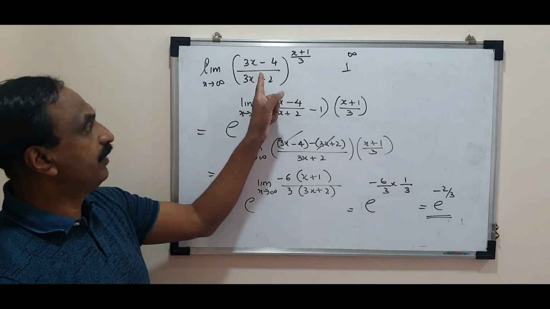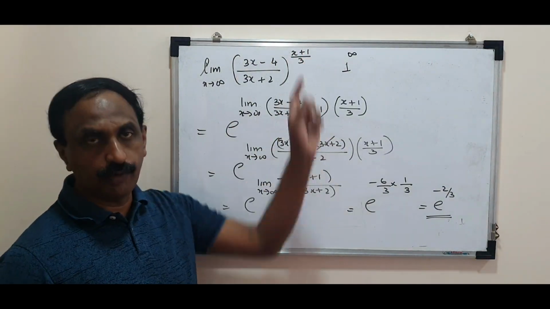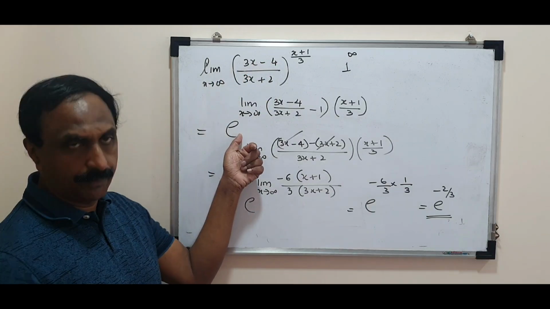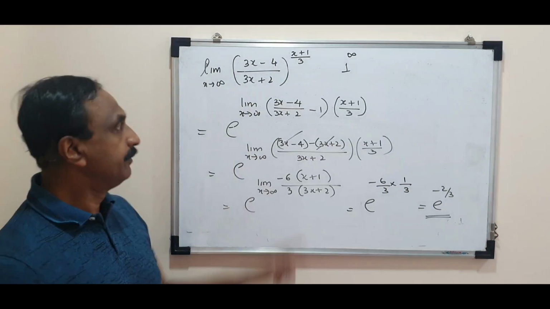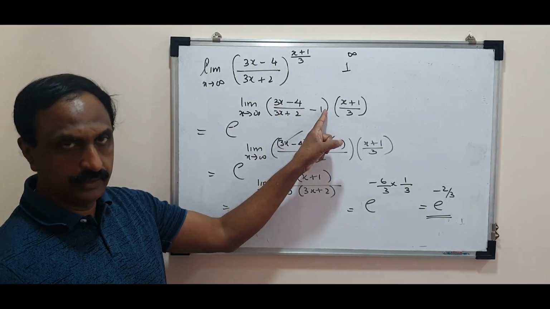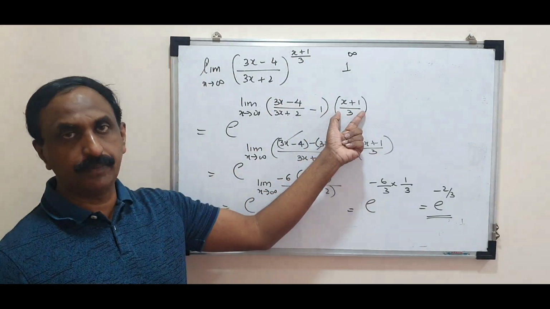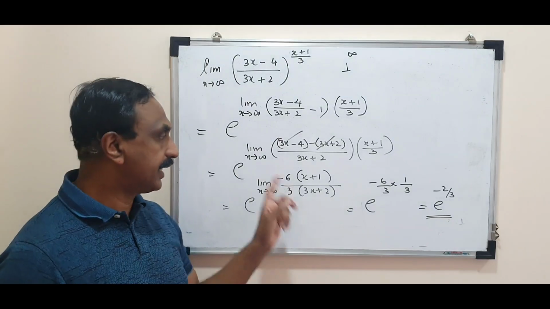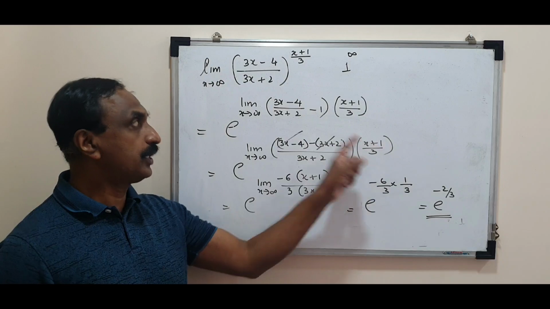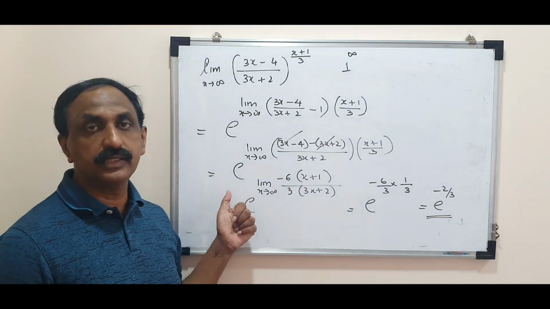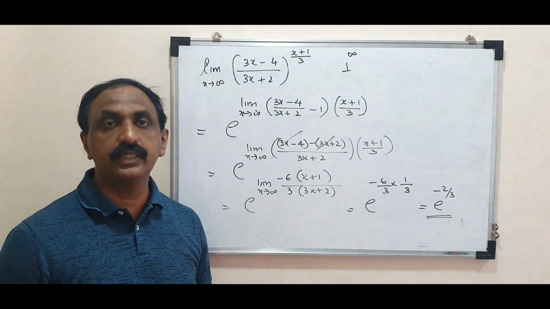Once again, whenever base and power are functions of x, base tends to 1 and power tends to infinity, then directly we apply the formula: e raised to whatever the limit is, e's power becomes the limit. This is base minus 1 multiplied by the power. Then we simplify and get the answer. So this part will become any algebraic limit which we have done before. So this exponential will be converted to algebraic by using this technique. Base will be exponential only, but the power is calculated by using the algebraic technique.